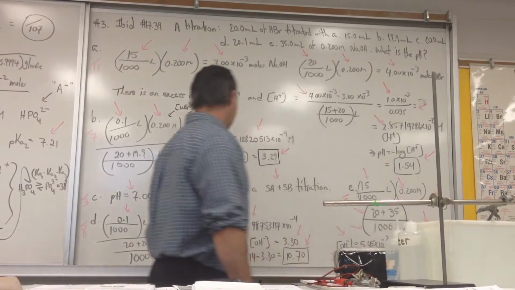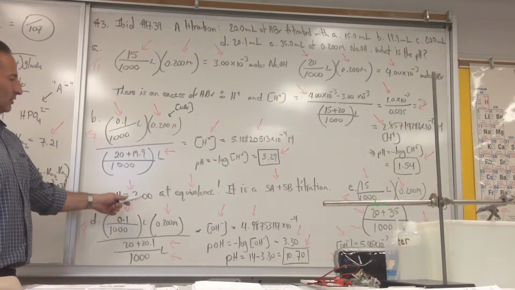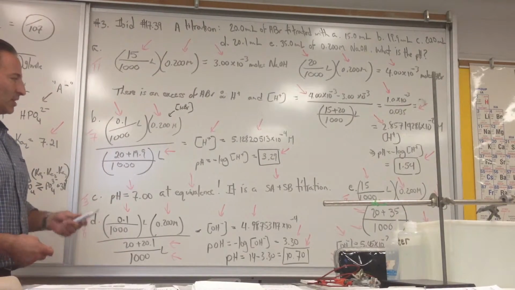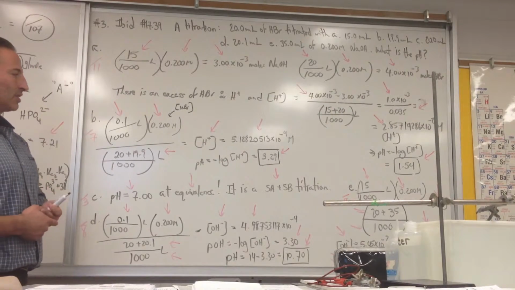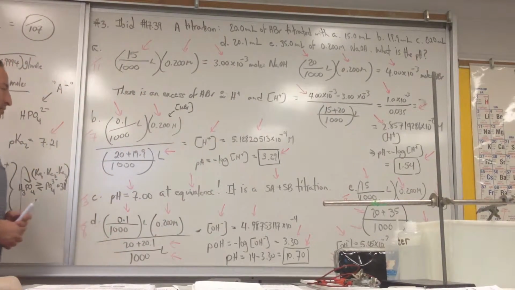Box around it just to make it clear. At equivalence, the pH is 7. I didn't do a calculation because whenever you have a strong acid being titrated with a strong base, the pH is going to be equal to 7 at equivalence because the conjugate acids and bases of strong acids and bases do not affect pH.